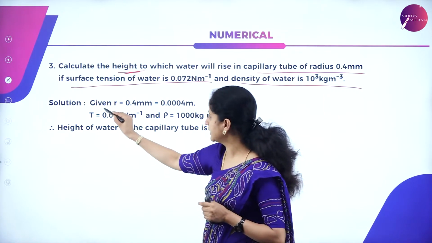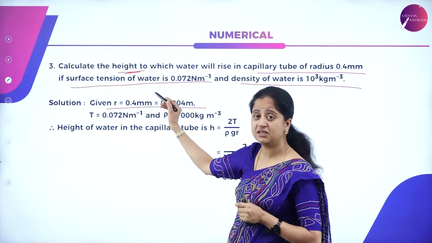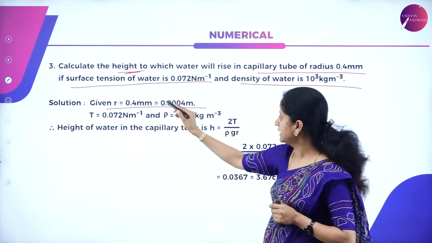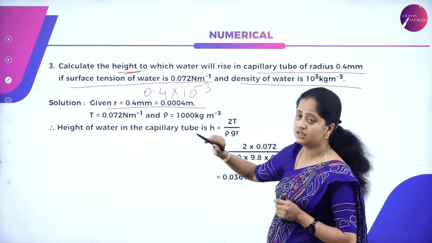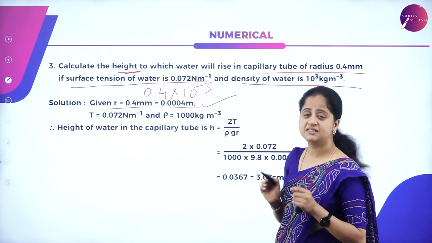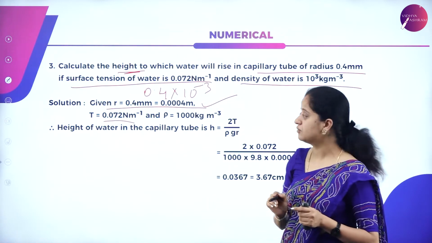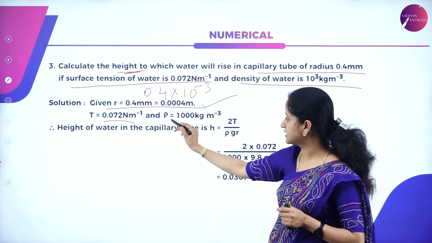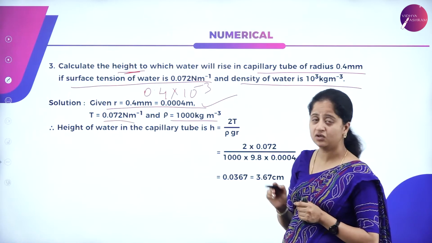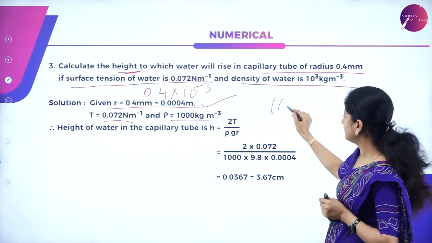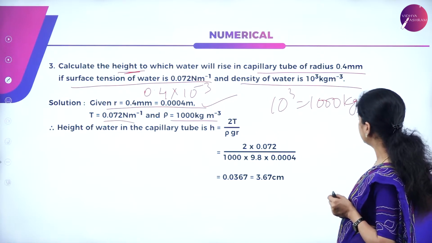So let us now write the given things. The radius of the tube is given, that is 0.4 millimeter. Let us write it in meters. That is 0.4 into 10 power minus 3 meters, and that can be written as 0.0004 meters. And the surface tension is given 0.072 Newton per meter. The density of water is 10 power 3 kg per meter cube, which is nothing but 1000 kg per meter cube.